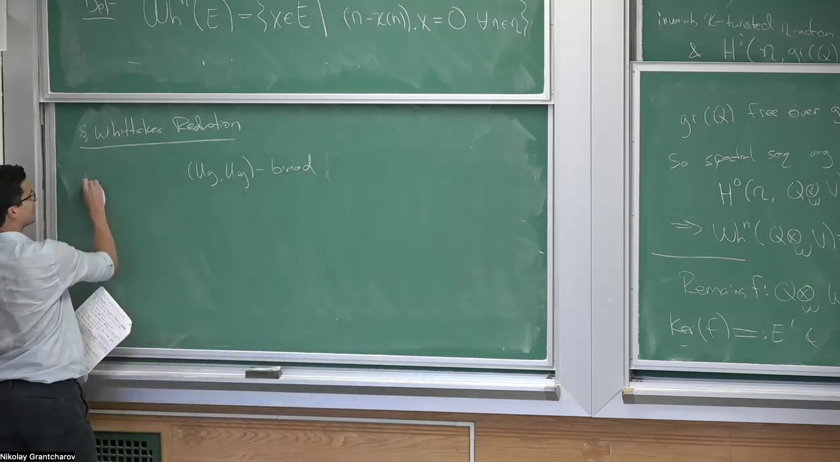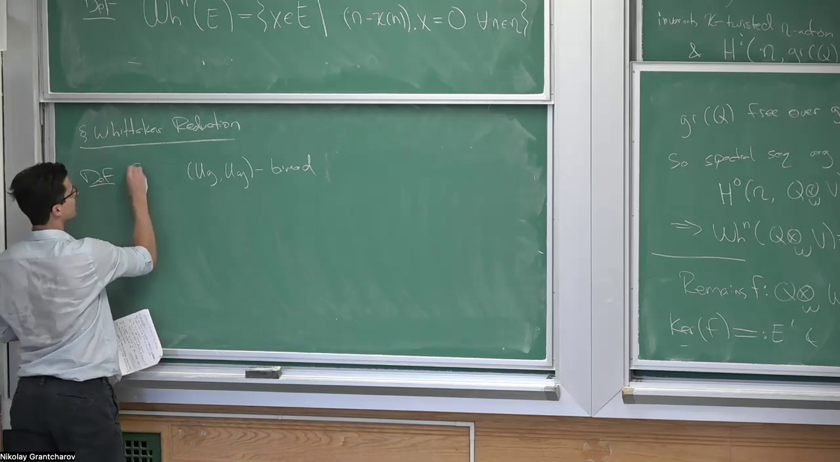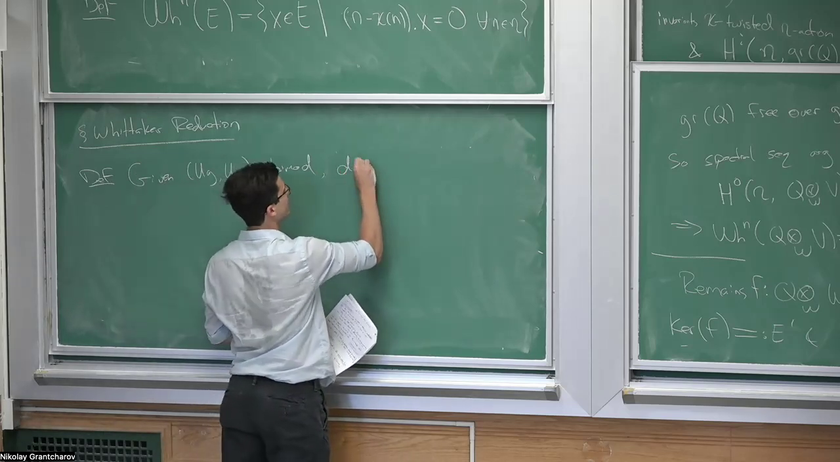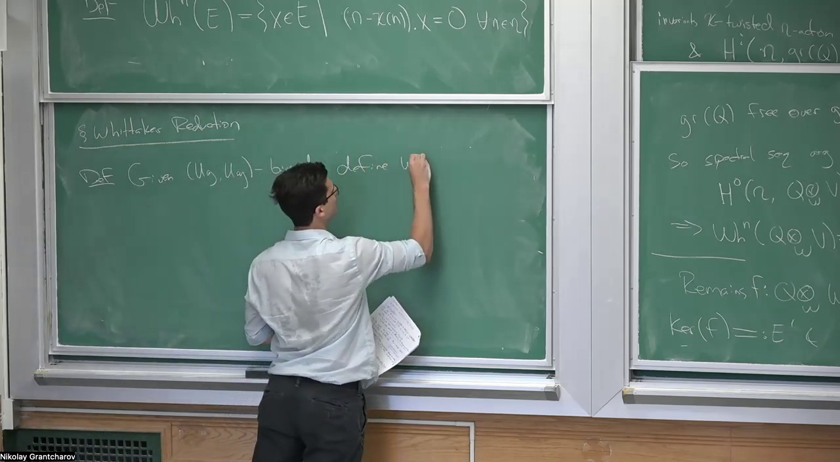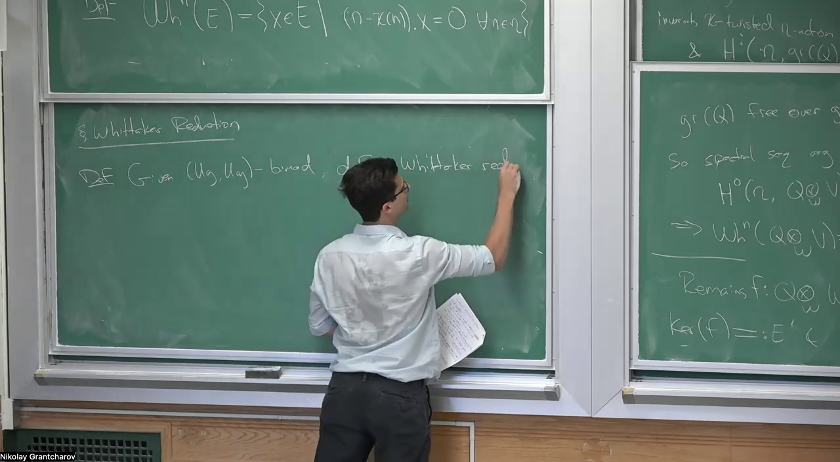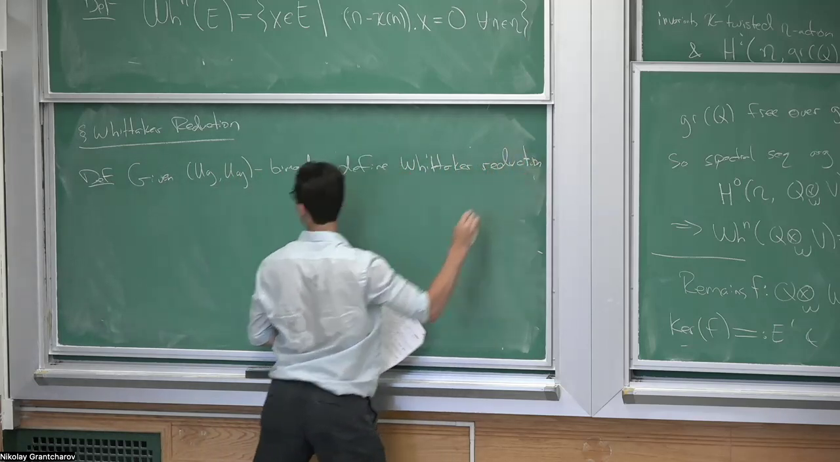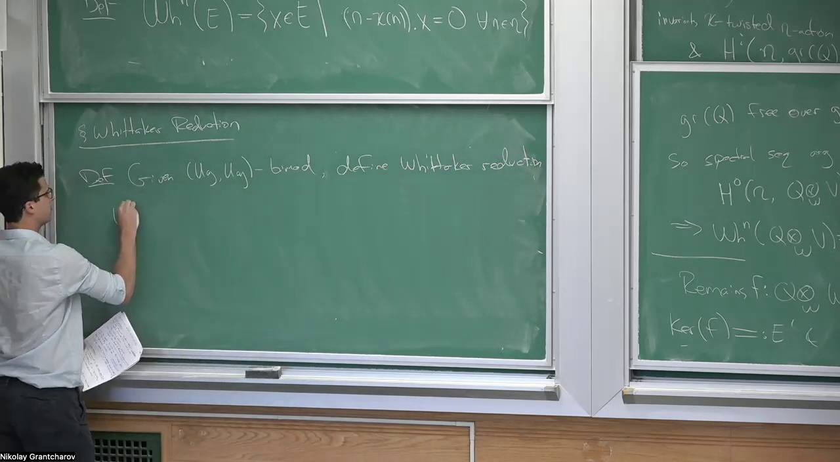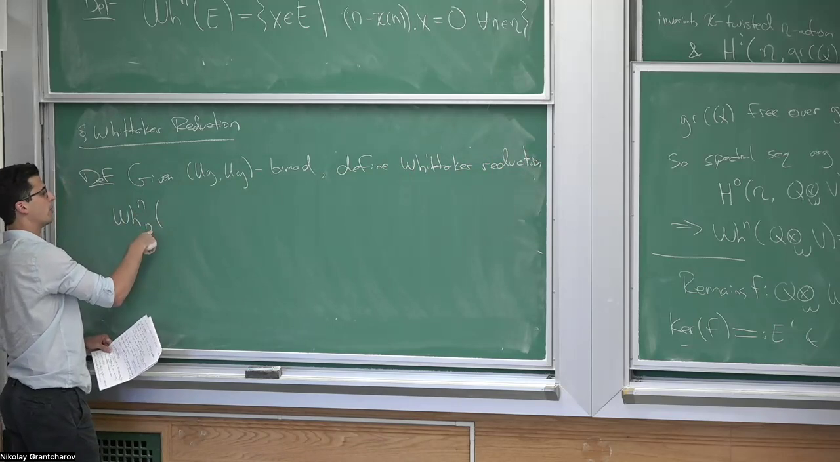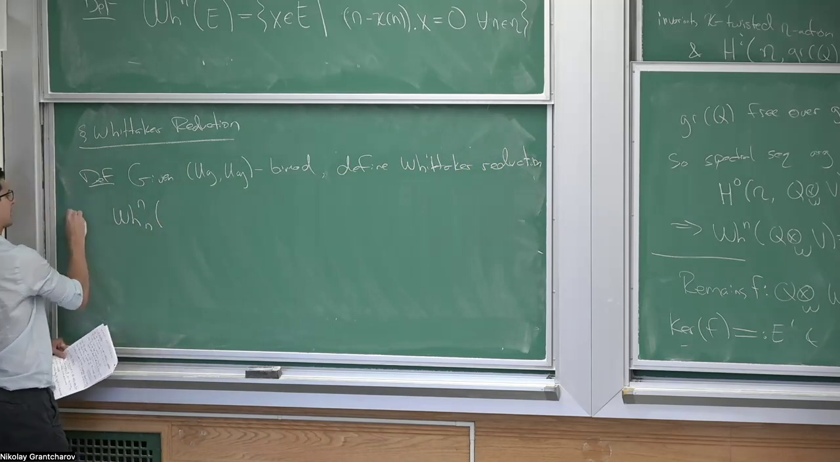Yeah, okay, so I'll say, given a U(g)-bimodule, define the Whittaker reduction by this composite of taking N-invariants and N-coinvariants. This will be denoted by kappa.